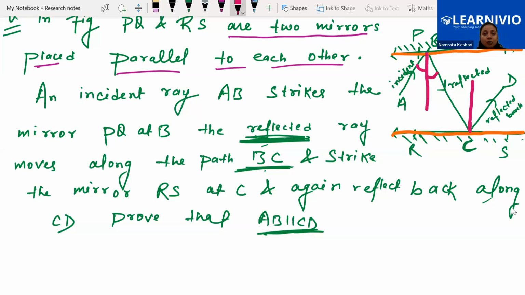Now when you look at only BC, forget about the previous scenario, forget about everything. Can you see only BC? Now can we say BC looks like incident on RS and CD is reflected? BC is incident and CD is reflected. Can we say?